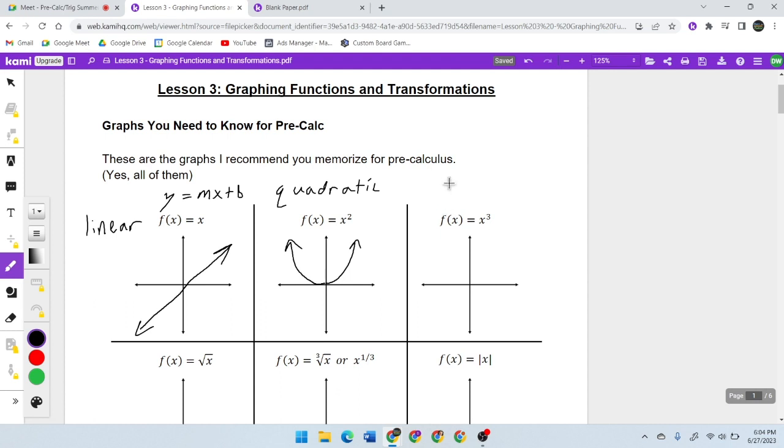Now for one that you're probably less familiar with, it's the cubic. Cubic simply means x cubed. It's important that we know the general shape. It looks like this kind of curve. It passes through the origin, although my graph wasn't the best. It just looks like this with the 2 tails at the end.